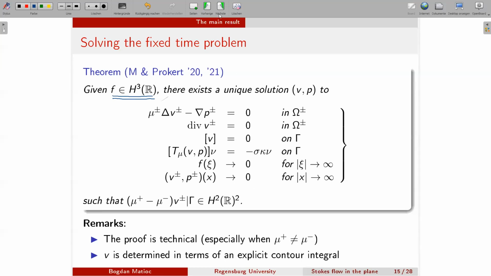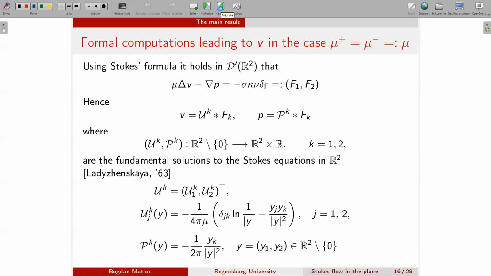And now I will show you how to derive this explicit formula for V, because this is what appears in the kinematic boundary condition. And when we know what the trace of V on gamma is, then we have reformulated the problem as an evolution problem for F. So I will give some detail in the case when the viscosities are equal and they are assumed to be mu.